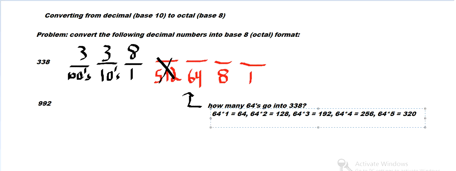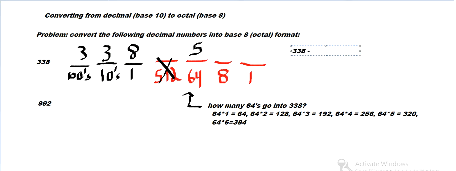Then 64 times 6 is bigger, 384. So we've only got 5 full 64s that are less than 338. So this is going to be 5. And then that leaves behind 338 minus 320, since we took care of 5 64s. So we've got 18 left to take care of.